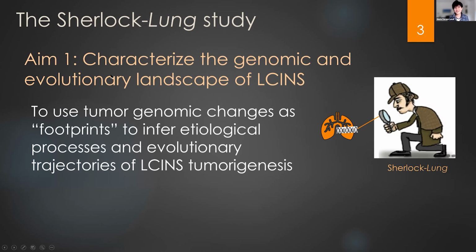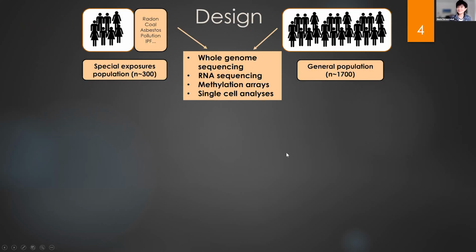So we have many different goals, but for this first goal, for the mutational signatures, the study design aims to collect specimens from a few hundred subjects with high levels of exposure to known risk factors for lung cancer in never smokers, like radon, coal, air pollution, and a much larger number of samples from the general population with unknown etiology. And we are conducting whole genome sequencing in frozen tissues and also transcriptomic and epigenomic analysis.